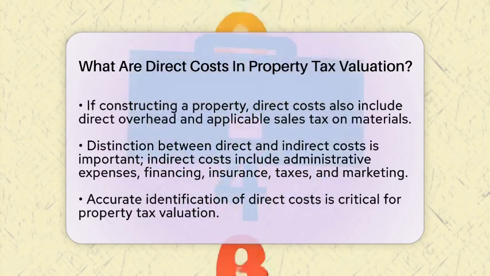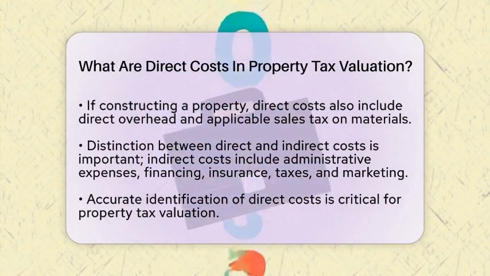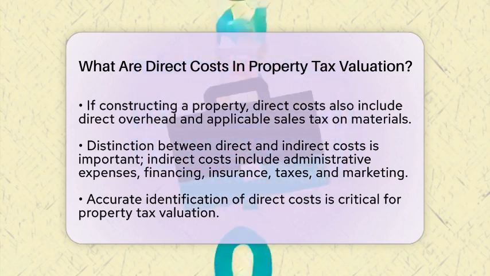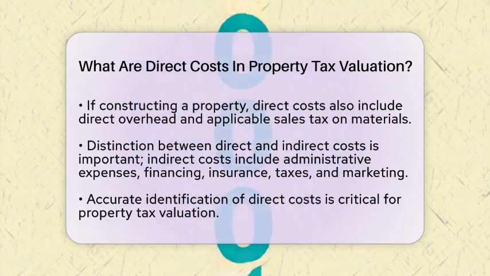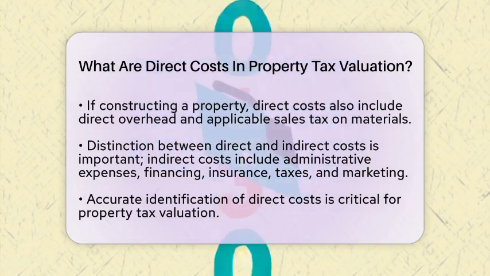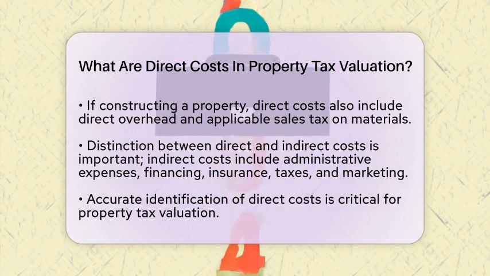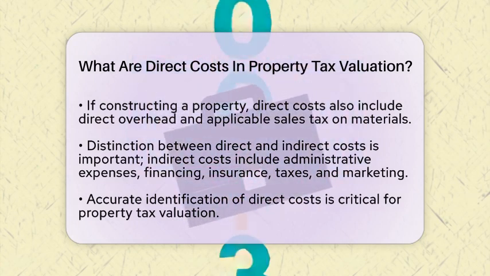It is essential to distinguish direct costs from indirect costs. Indirect costs cover things like administrative expenses, financing costs, insurance, taxes, and marketing. These are not directly tied to the physical creation or acquisition of the property.